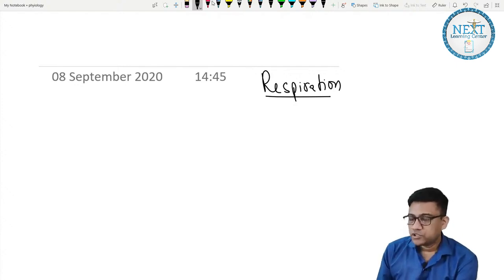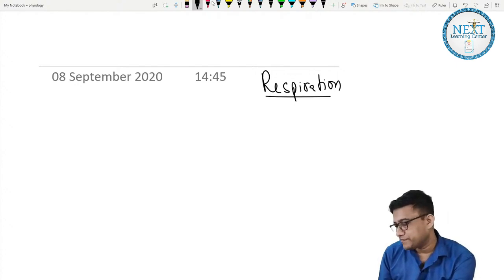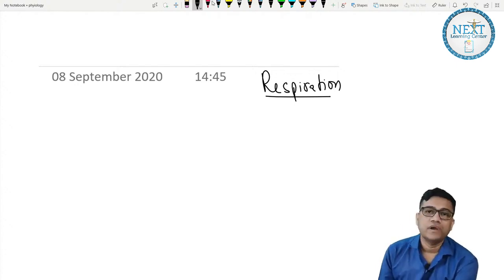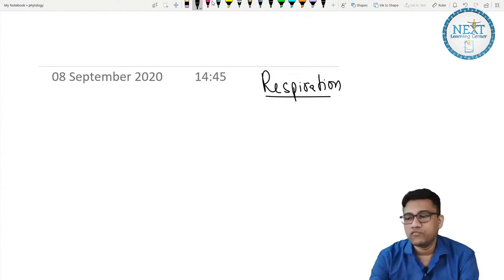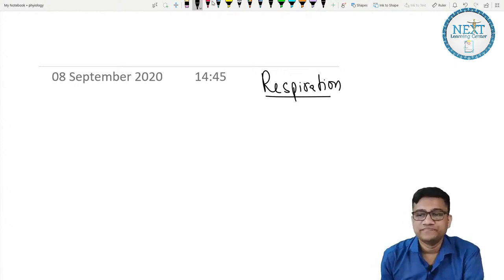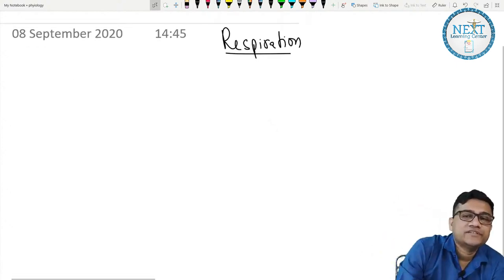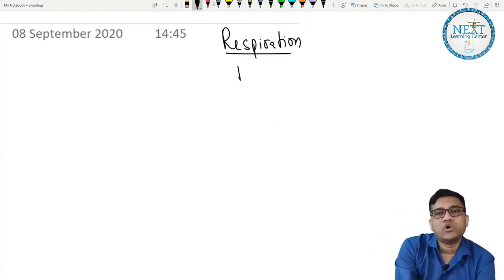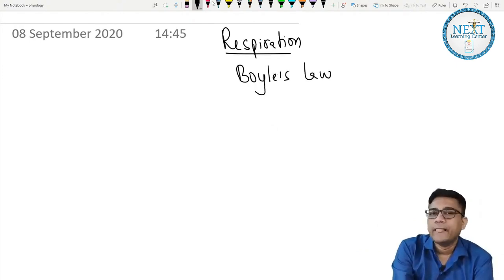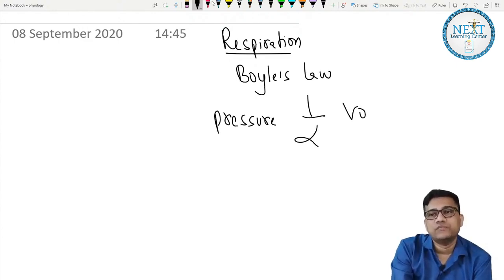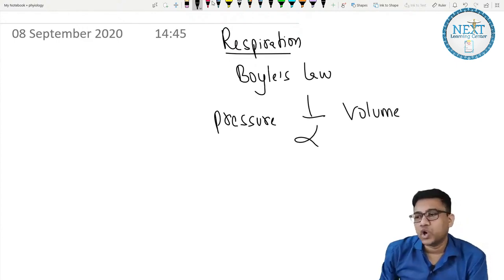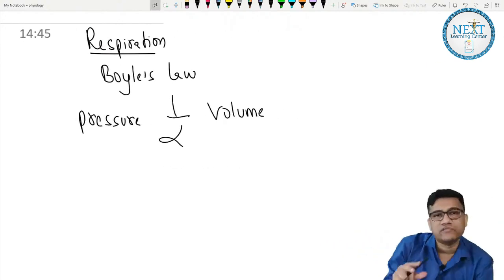Okay, so I will start the discussion. First, in the case of respiration, what do we have? So let's start now. First, in respiration you should understand there is a law called Boyle's law. It's basically a pressure-volume relationship. Pressure is inverse to volume. That is called Boyle's law, that pressure and volume are inverse.